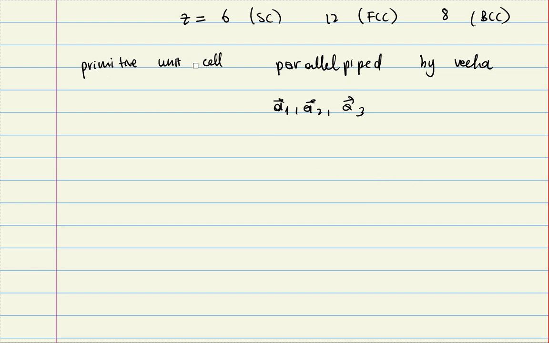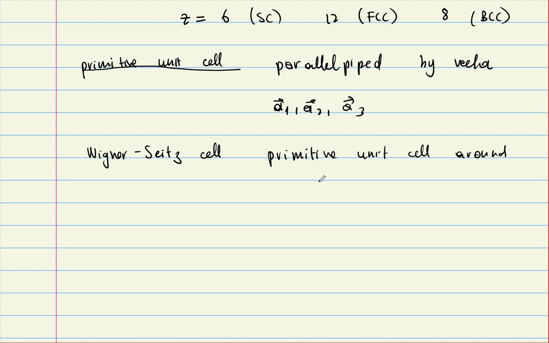This is another concept. There is the so-called Wigner-Seitz cell. This is the primitive unit cell closest to a given site. Like this one is primitive, but it doesn't have to be centered on the site, whereas this one is centered on the site. This is a primitive unit cell around a site. Let me illustrate.